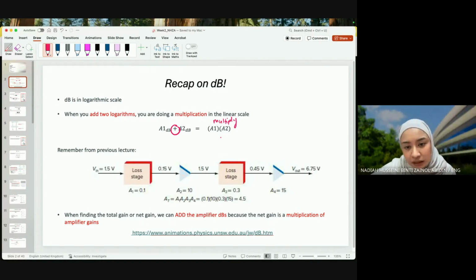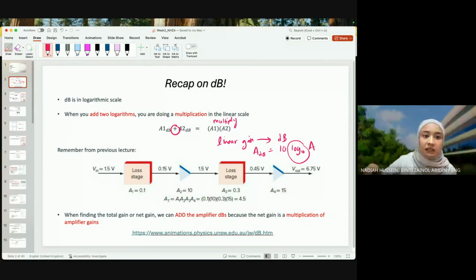Now to convert the linear gain to become dB, remember there was an equation involved, which was 10 log base 10 of gain to get gain in dB. So this is where the log came from. So you are converting a linear gain or linear attenuation into a dB scale or dB form. Okay, decibel. dB is decibel.